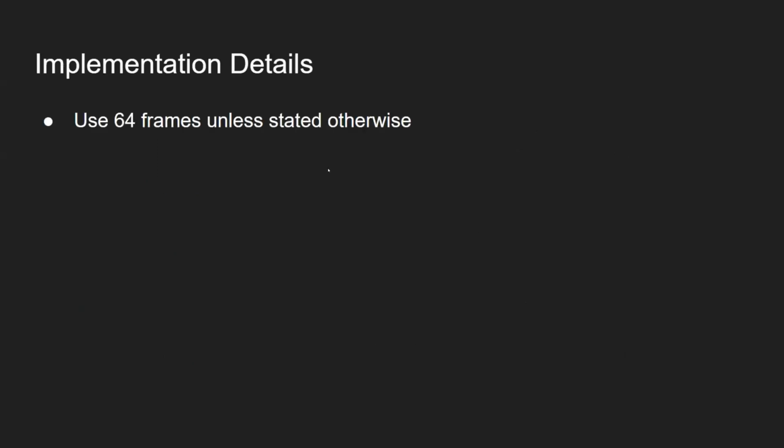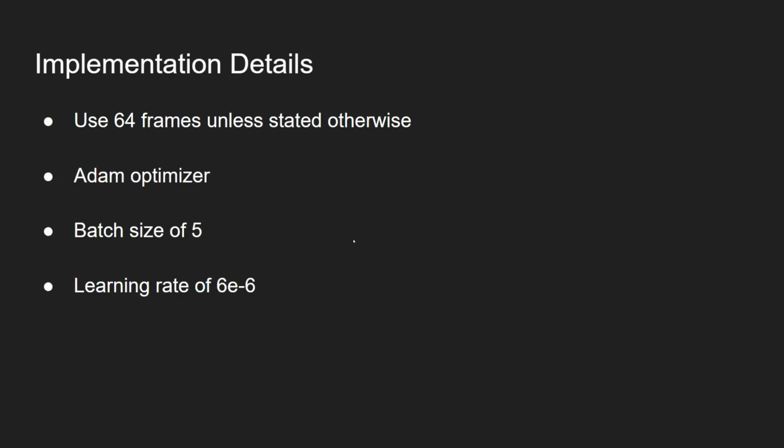And so for implementation, we're going to use 64 frames unless we state otherwise, an Adam optimizer, a batch size of 5, and a learning rate of 6e-6. Each of our models was trained for about 40 epochs. And Modsam is going to take it from here, I believe.